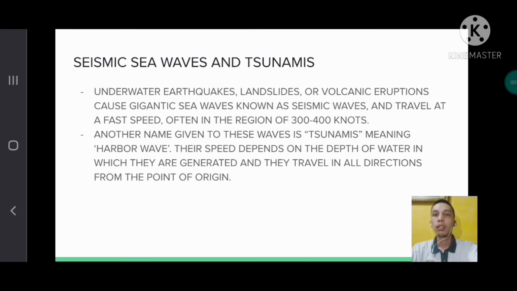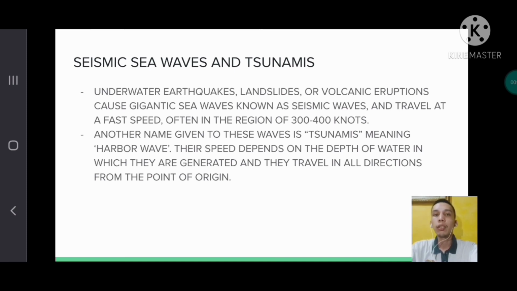So yung seismic sea waves daw is galing ito sa mga underwater earthquakes, landslide, or volcanic eruption na nagdudulot ng malalaking alon at tinatawag na seismic sea waves. At nagta-travel daw ito sa malalakas na speed, lalo na doon sa region na 300 to 400 knots.